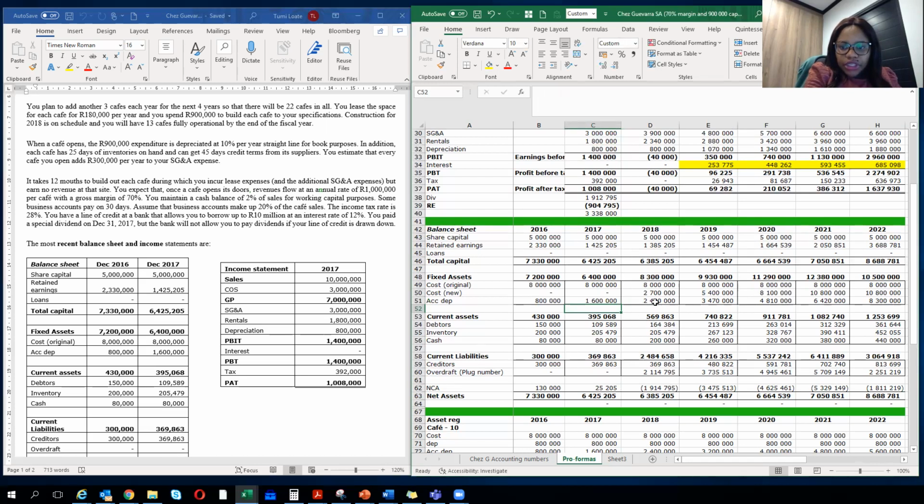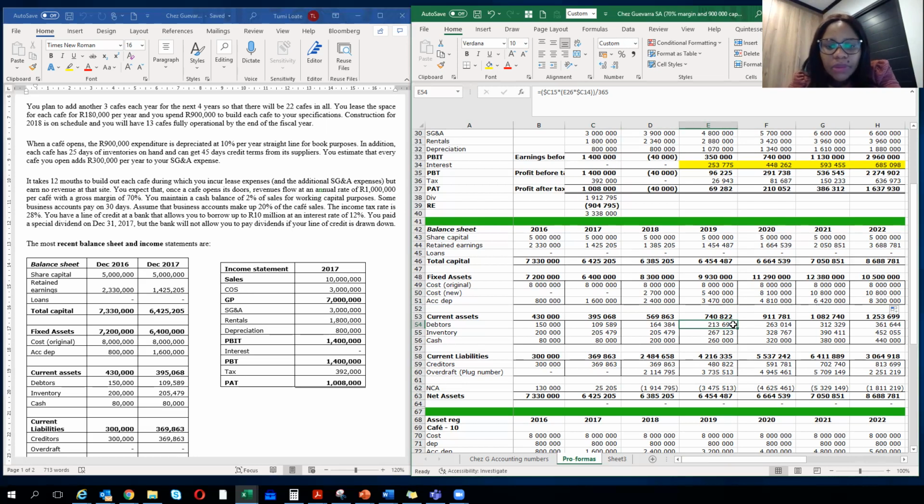Okay, so each calculation is quite simply the previous year's depreciation plus that year's depreciation. Okay, and you can keep doing that and just drag it across. Okay, and that's how you get to that accumulated depreciation.